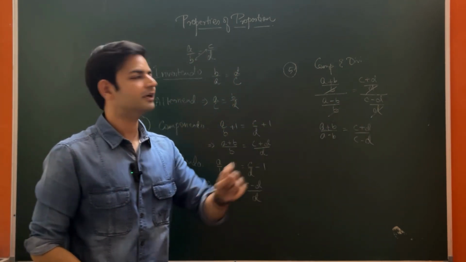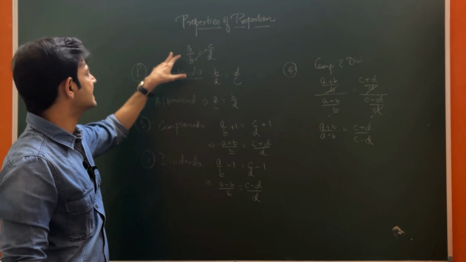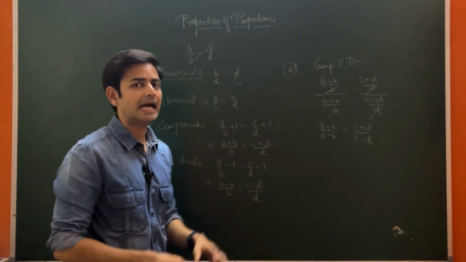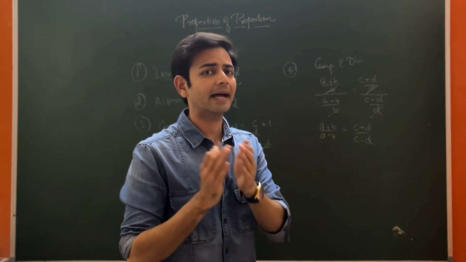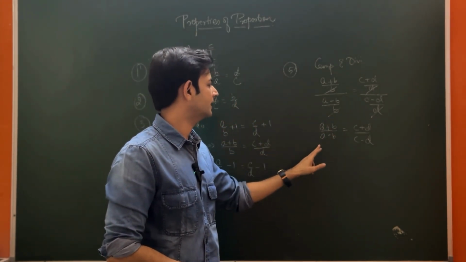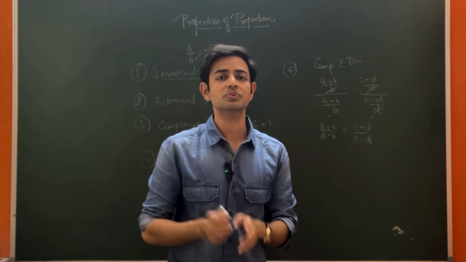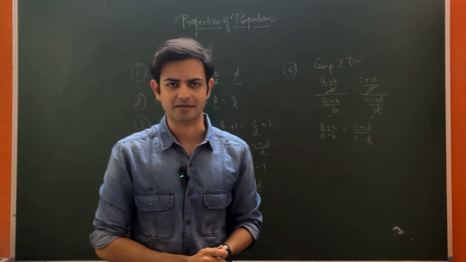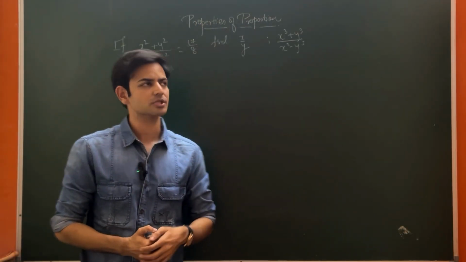So if I am given a proportion like this, a/b = c/d, and we are supposed to apply componendo and dividendo together, it will become (a+b)/(a-b) = (c+d)/(c-d). Now, let's take a question based on this concept.